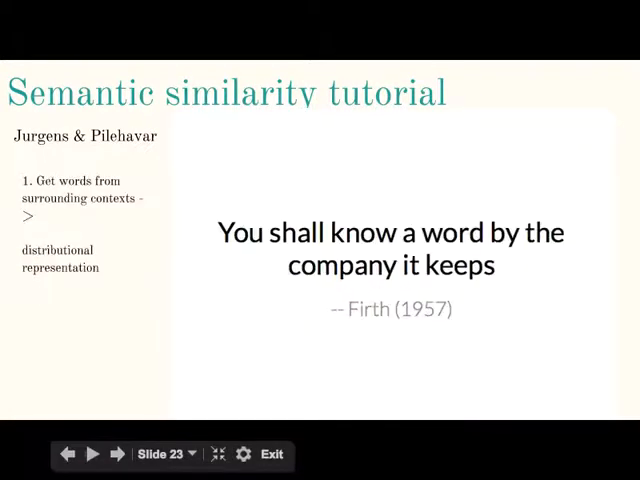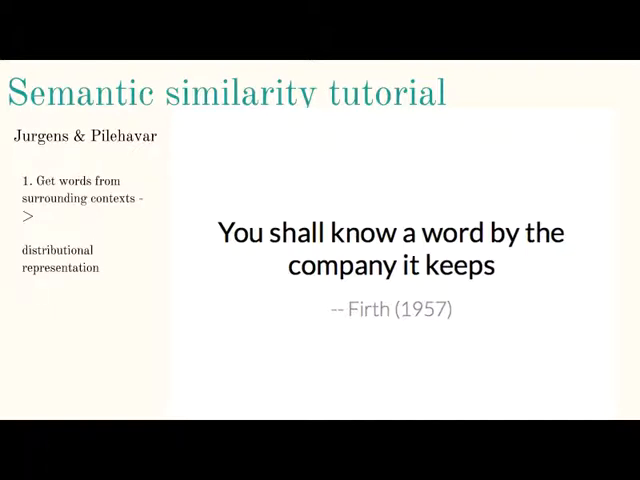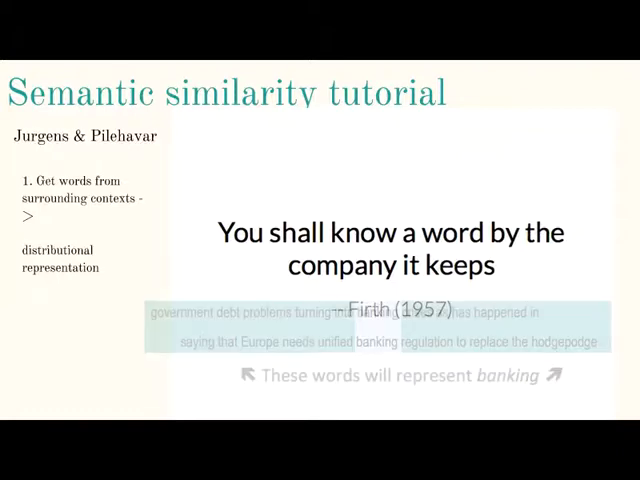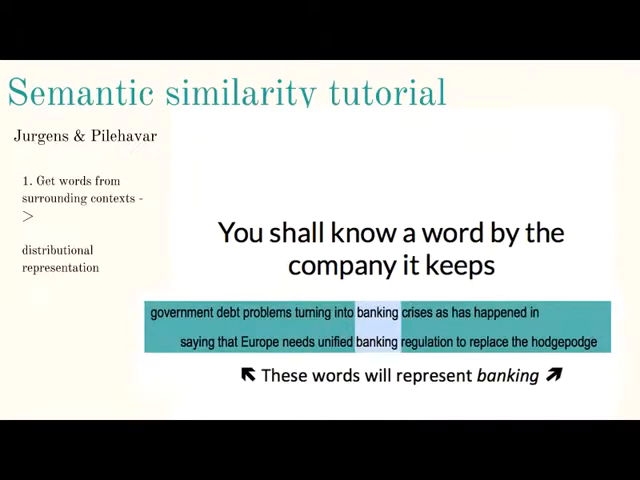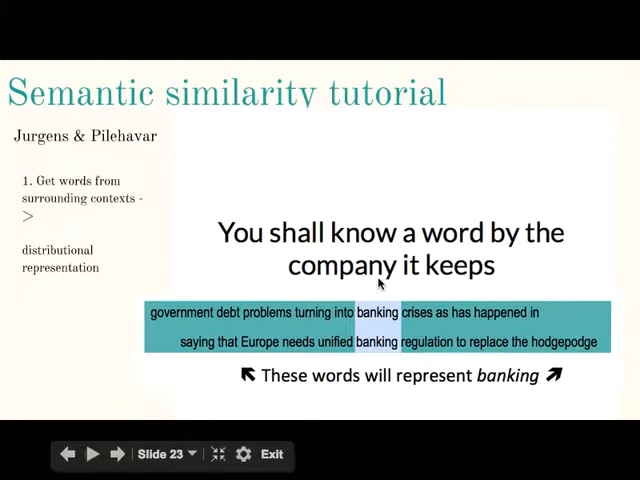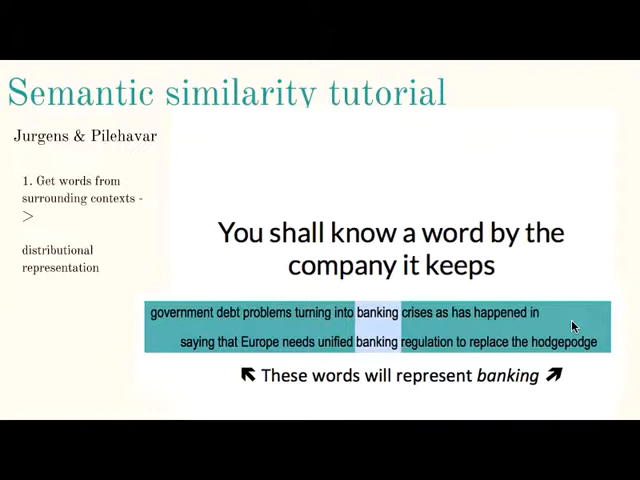So the main technique is to get a distributional representation, which means getting words from a surrounding context, which is not a very new idea. There's a quote from Firth in 1957, "You shall know a word by the company it keeps." What this means in practice is if you see the word banking, you take the words that surround it on either side and say, this is the context. This is the distributional representation of this word by all the places that it appears.